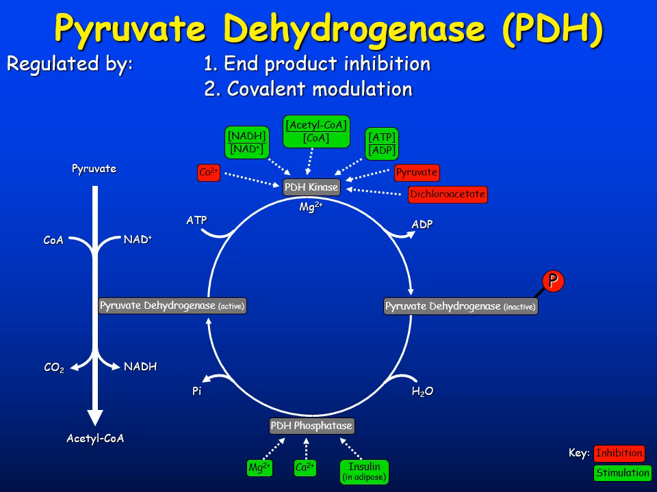Now, to undo all of this, in the well-fed state, your body releases insulin. Insulin itself activates pyruvate dehydrogenase phosphatase, removing that phosphate group from pyruvate dehydrogenase, converting it back into an active form. And therefore, in a well-fed state, your cells will happily convert pyruvate into acetyl-CoA, either to be used in the TCA cycle or potentially to be stored as fat.